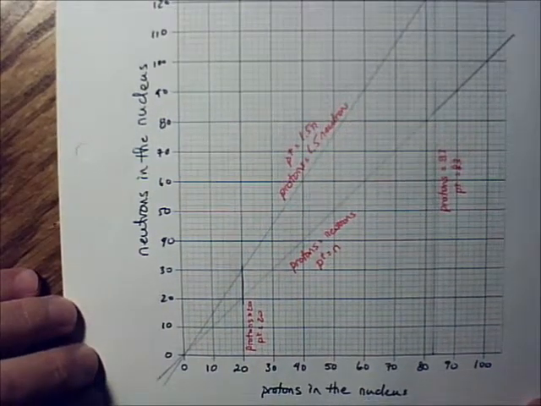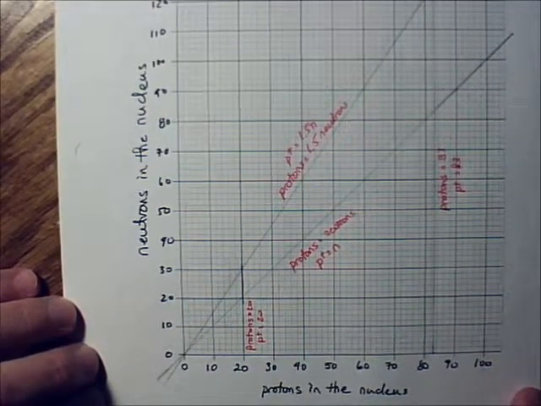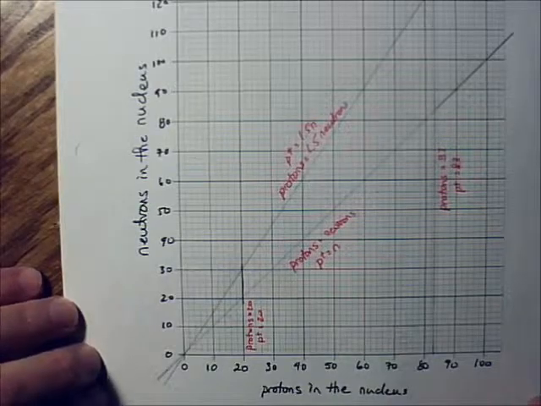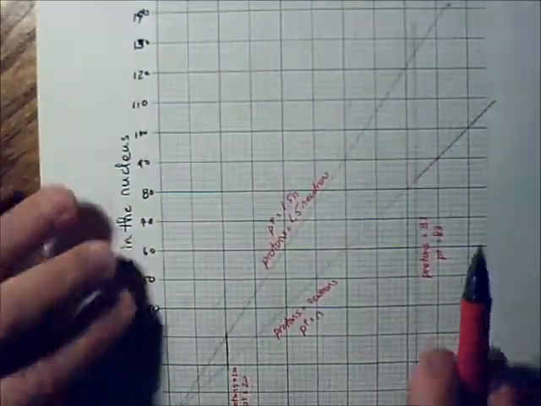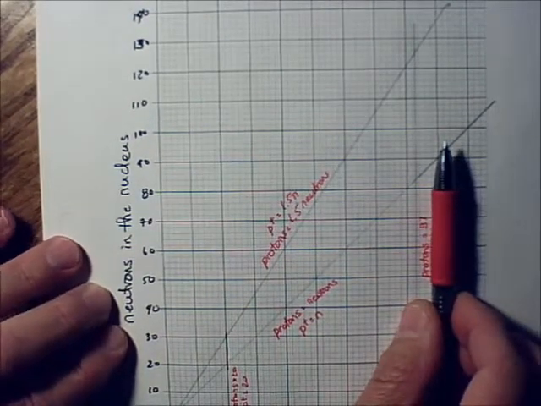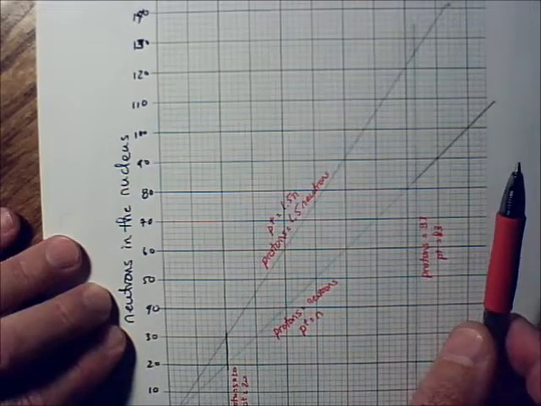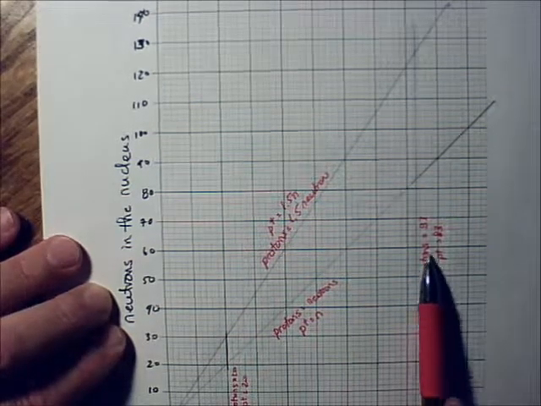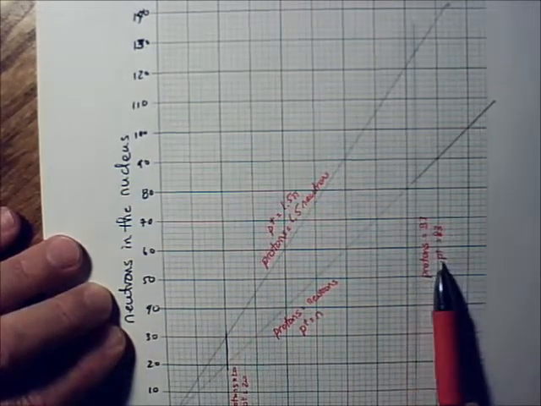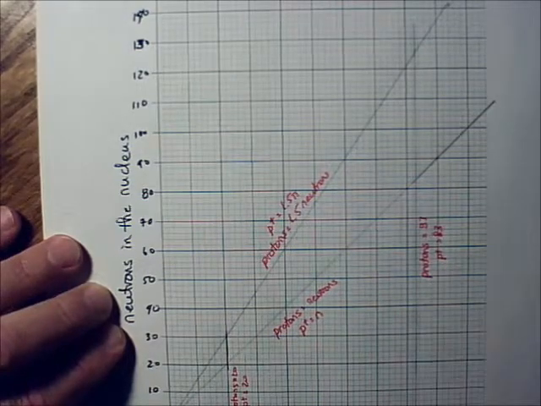83, because the last element with a stable isotope is number 83, which is bismuth. If we're plotting stable isotopes, we can't go beyond 83 because there are no stable isotopes beyond 83. Does that make sense? So what does it say next to that one? Here, protons equals 83. And is that line on 81? No, this line is on 83.